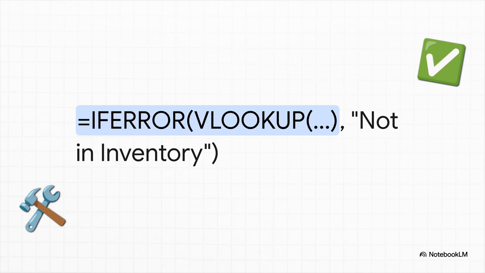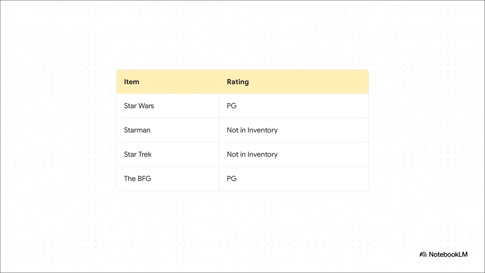Now, the fix for this is so elegant and simple. You take your original VLOOKUP formula and you just wrap it inside of IFERROR. Right after your VLOOKUP part, you add a comma, and then, in quotation marks, you type whatever you want to see instead of an error. In this case, the simple, helpful phrase, "not in inventory." And look at that. What a transformation. All of those ugly error codes are completely gone. They've been replaced by a clear, helpful message that anyone can understand. Now the report is clean, it's professional, and it actually tells the whole story.